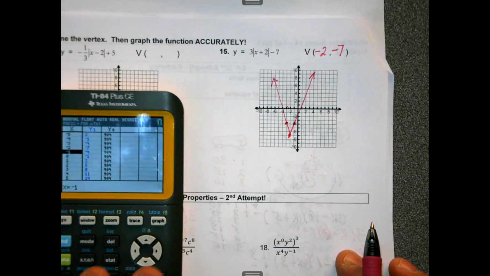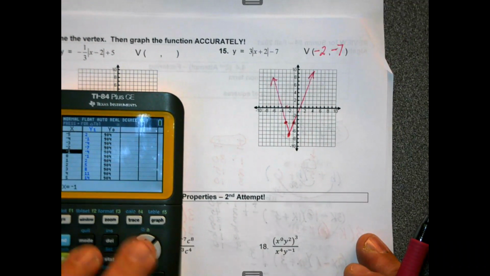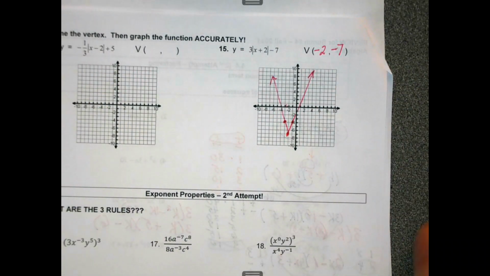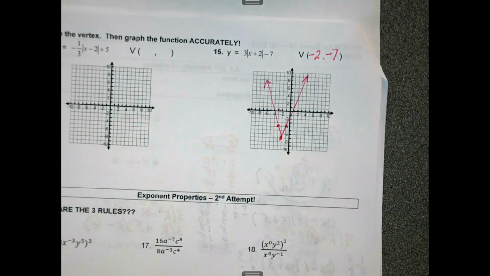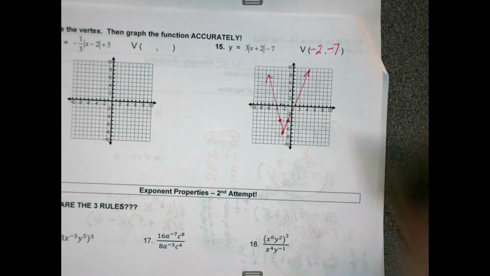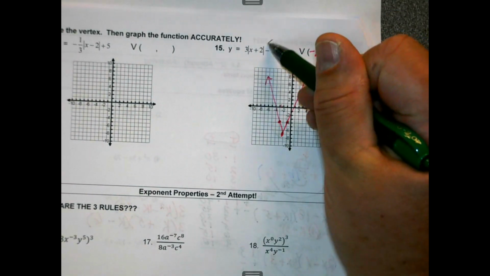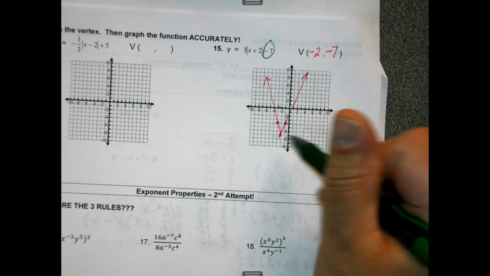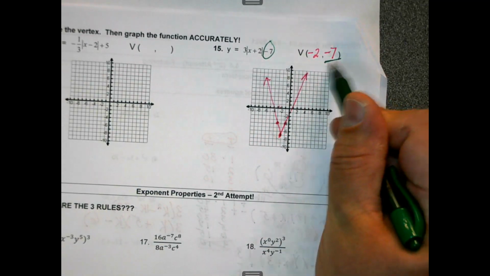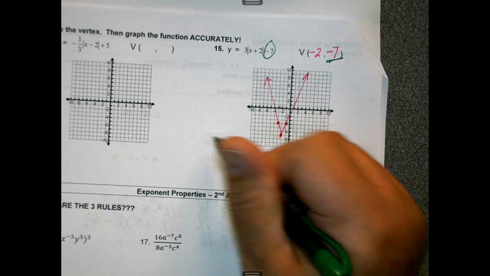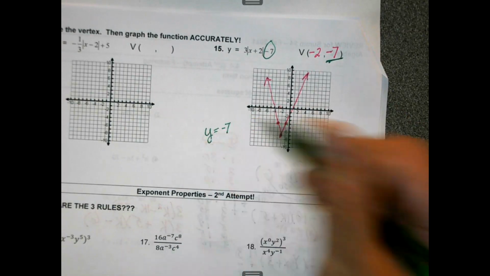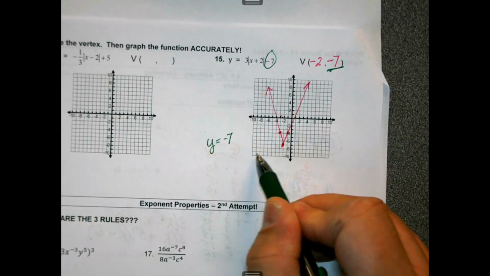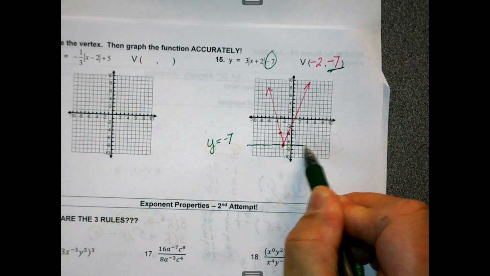All right. Now, let's talk about the reflect. For number 15, I'm done. However, we're going to talk about that reflection. This number is the line that you reflect about. It's called our K, and we're going to get to that next week. So here's my vertex, -7. There's my K. So the line y equals -7 is right here. It goes through our vertex. Are you with me?